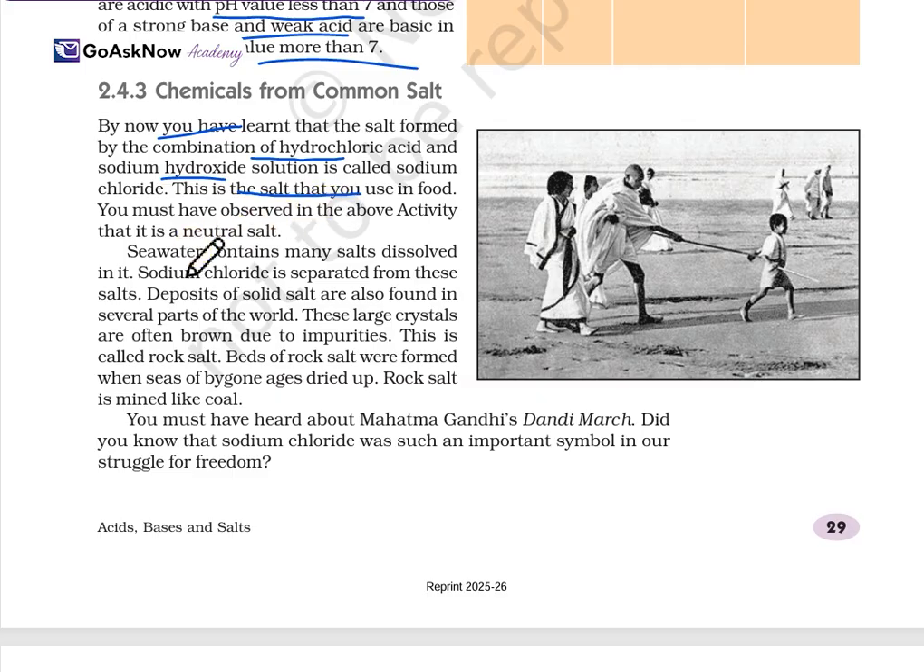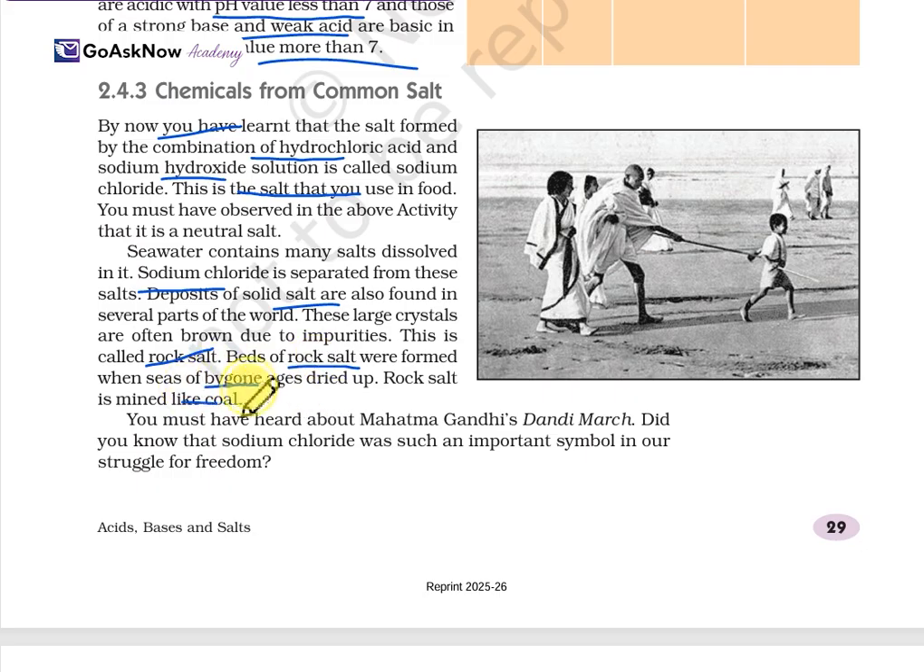So seawater contains many salts. We know that seawater is totally salty in nature, so it contains many salts dissolved in it. Sodium chloride is separated from these salts and deposited in the solid state and also found in several parts of the world, and these large crystals are often brown due to the impurities. So this is called rock salt, and beds of rock salt were formed when the seas of bygone ages dried out.